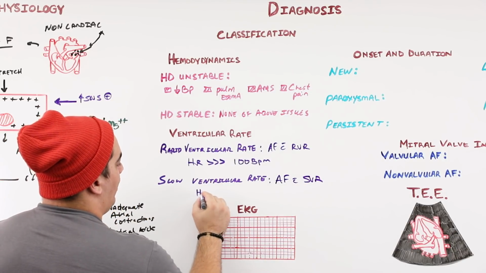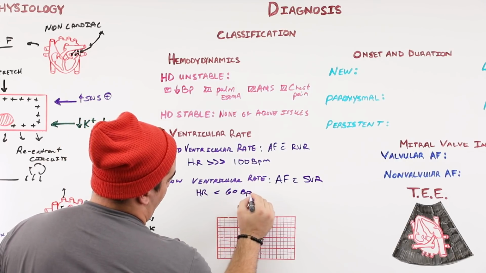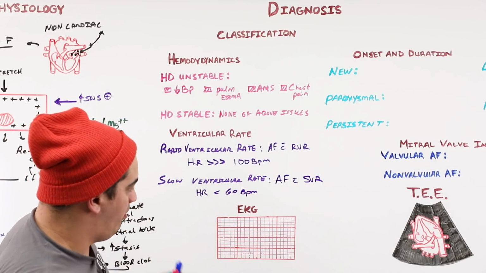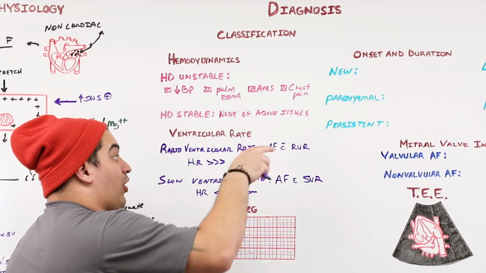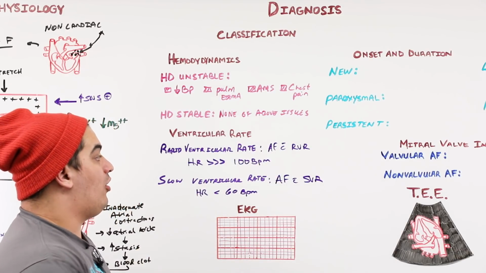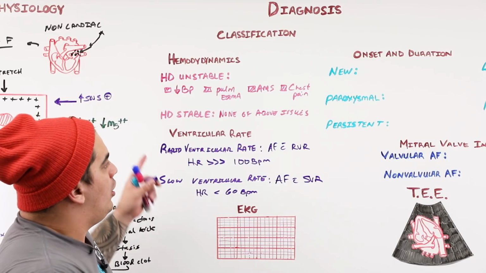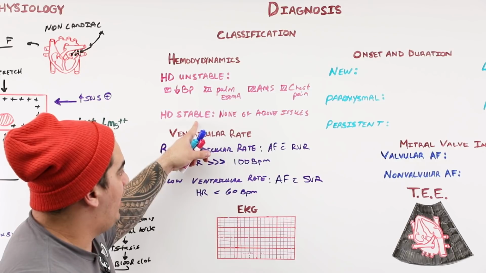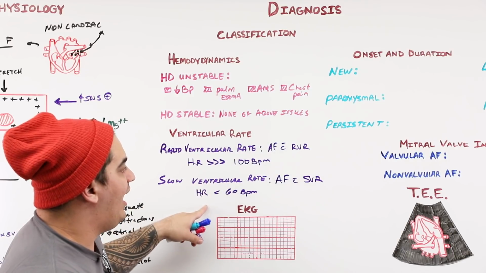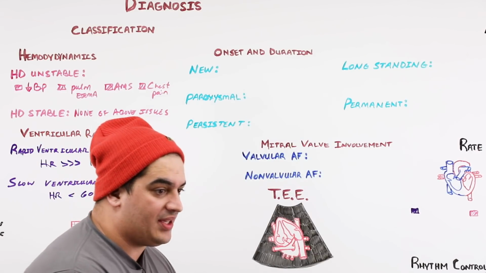And so that's whenever the heart rate is usually less than like 60 beats per minute. Okay, so that's important to remember. You can have AFib with a normal rate, you can have AFib with RVR, where it's greater than 100 beats per minute, or AFib with a slow ventricular rate, where it's less than 60 beats per minute. So now we have hemodynamic instability type of AFib, hemodynamically stable AFib. We have AFib with RVR, AFib with SVR. All right, so the other way that we can classify AFib is based upon onset.